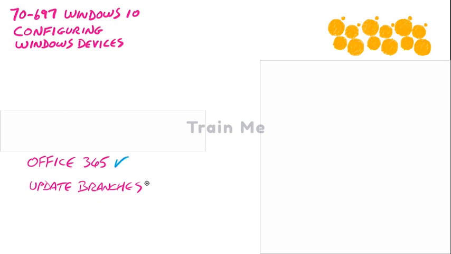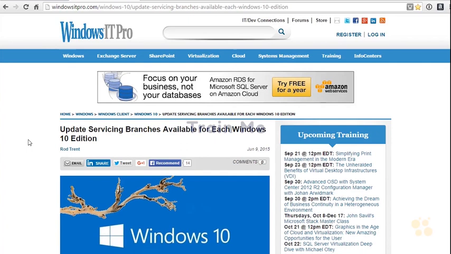Taking a look at Office 365, and in particular, update branches, because there are several different bands of updates that you can participate in, and we'll take a look at the difference between them all. All right, so here I want to talk about updates and when they occur for Office 365.